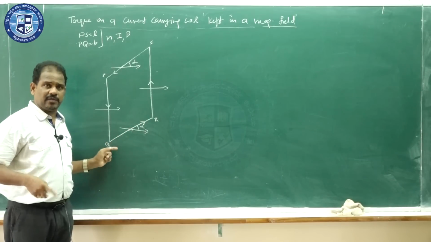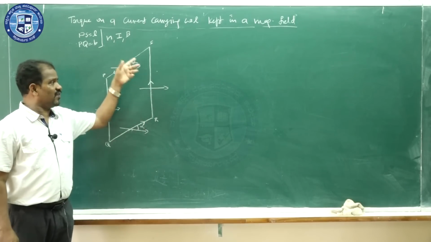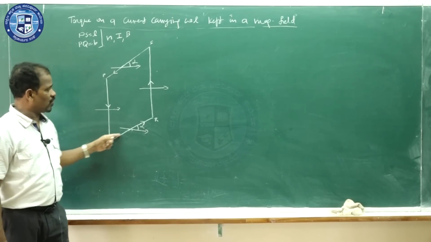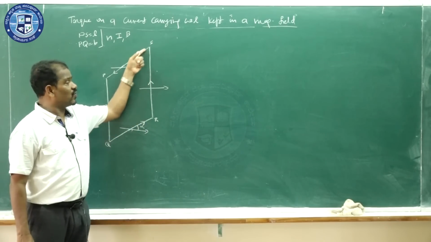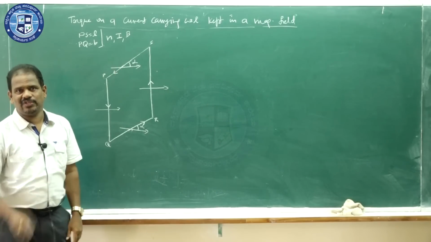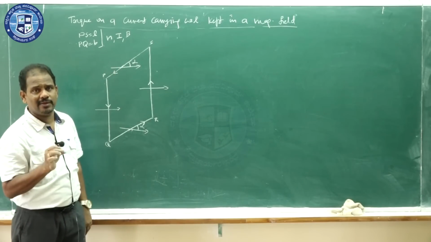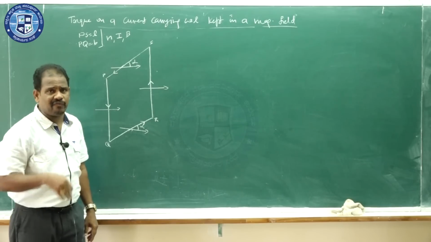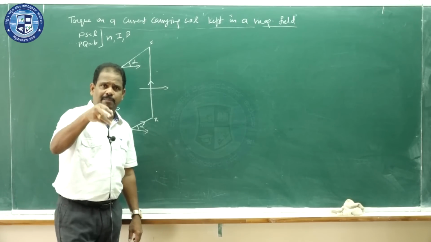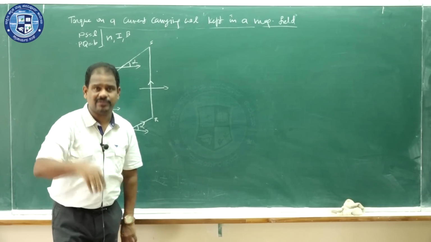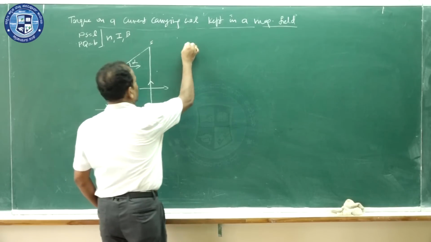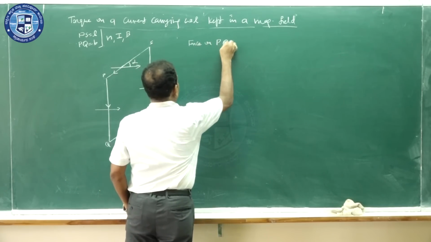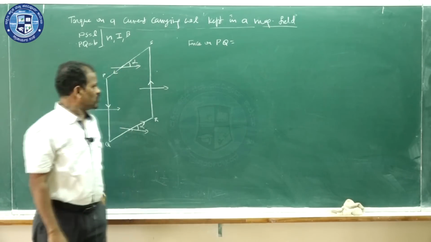QR is one more part. We will see what is the force. Like that we will see the force on 4 different parts: force on PQ, force on QR, force on RS, force on SP. So these are the 4 parts of the coil, and in all parts current is flowing and the coil is kept in the magnetic field. So a current carrying conductor kept in a magnetic field experiences force. One by one. Force on PQ.